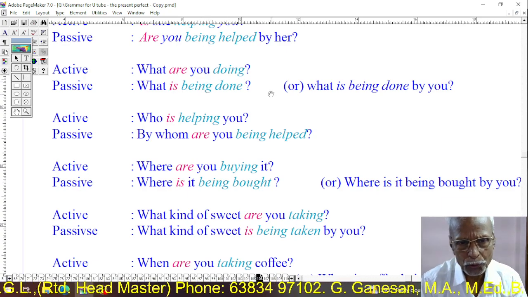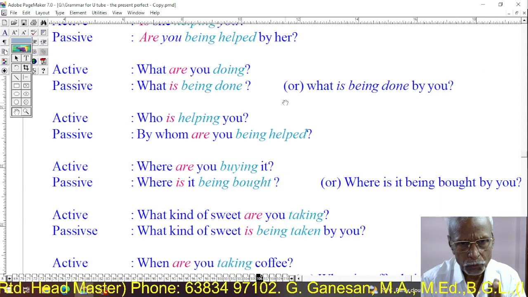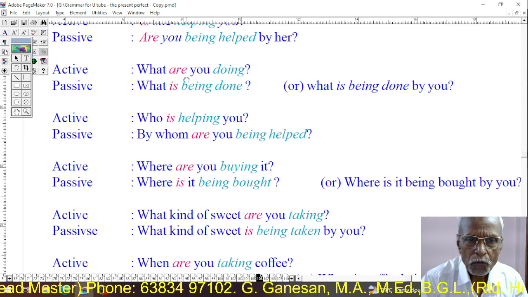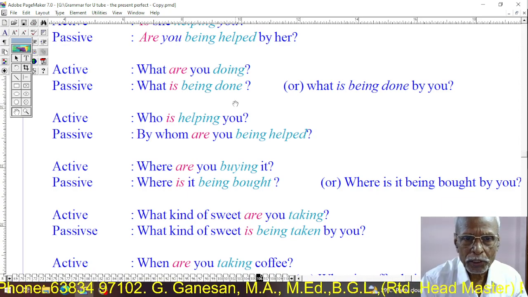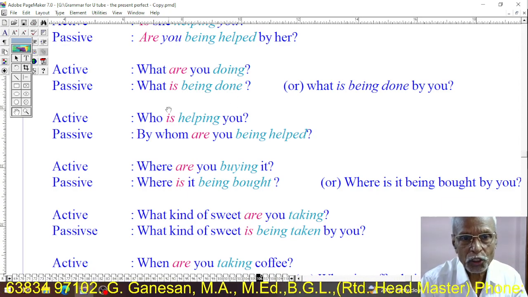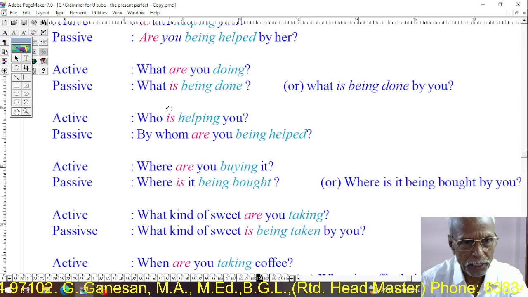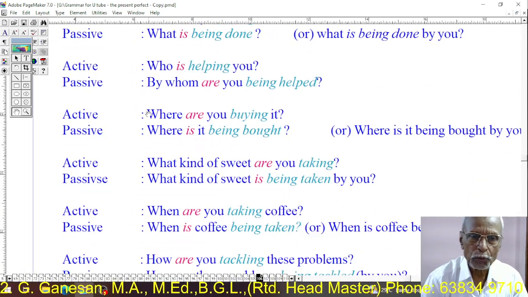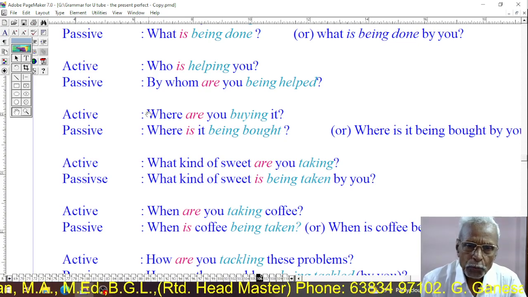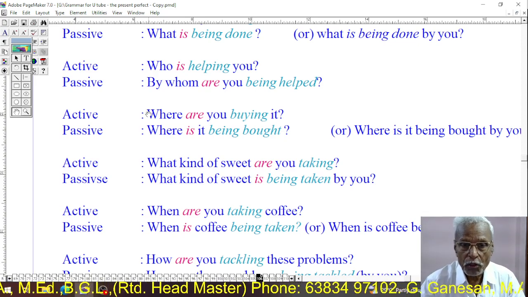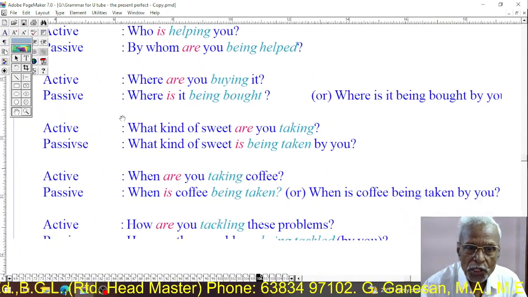So "by you" we can use or leave it. What are you doing? Or what is being done? Doing, done, being done. What is being done by you, or just done? Who is helping you? By whom are you being helped? Where are you buying it? Where is it being bought?